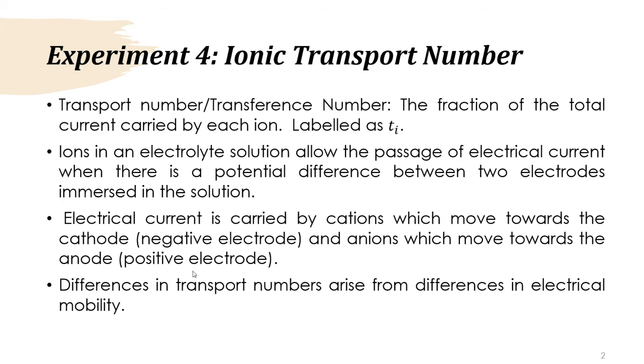So there are various conditions that can influence a transport number, one being the electrical mobility, the other being the size of the ion that you study. Then there's also the charge of the ion and temperature as well, and those are some of the conditions that can actually influence the transport number of the ion.